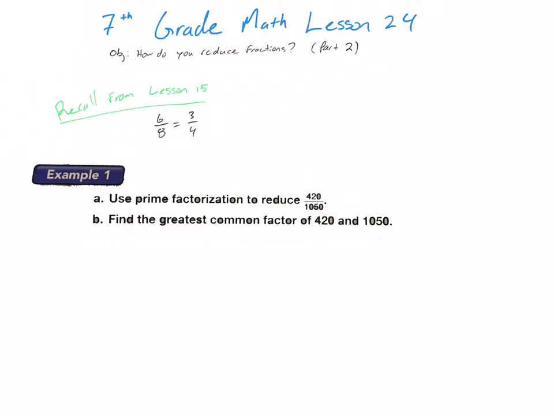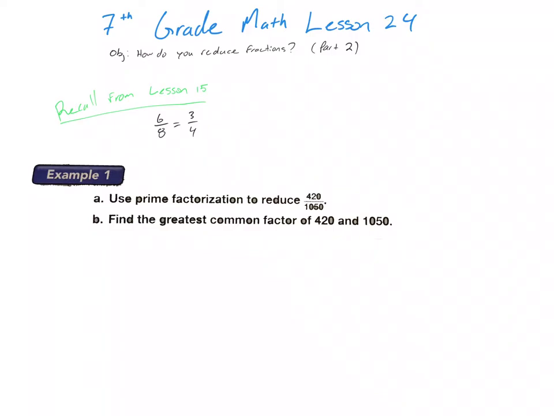This is lesson 24. The objective is, how do you reduce fractions? This is part 2. If you remember back in lesson 15, we did part 1, where we just worked with reducing fractions like this, where we thought real hard and said, what numbers are both a factor of 6 and of 8? And we said, oh look, 2 is a factor of both of those.